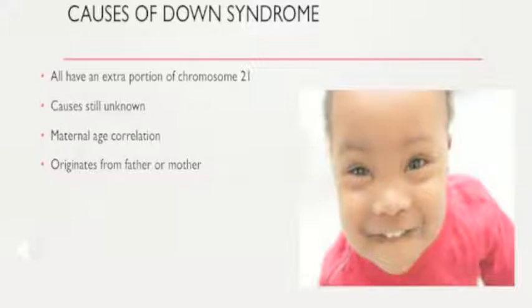We know that everyone with Down syndrome has an extra portion of chromosome 21, however the cause is still unknown. Maternal age is the only factor we found to increase the risk. However, 80% of Down syndrome babies are born to mothers under 35, and that's just because that's when most women have offspring. No research has shown indications of environmental factors or activities during pregnancy causing this syndrome, and this can come from either the mother or father when it's hereditary. 5% of cases originate from the father.